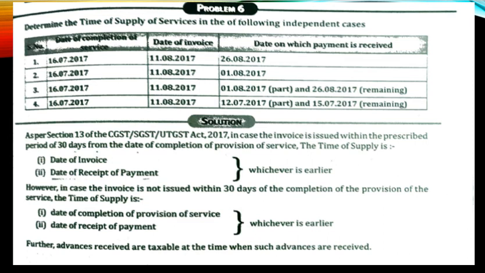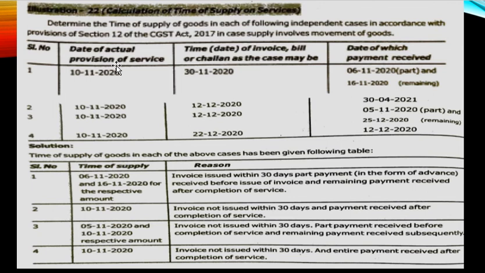So this is the situation we are facing here. Here they have given us the actual services which are to be made. The question says to determine the time of supply of goods in each of the following independent cases in accordance with Section 12 of the CGST Act 2017 if the supply involves movement of goods. But in this, the supply involves services, so it will be Section 13. Any supply in case of goods will be Section 12, and if it is Section 13, it is supply of services. So here the problem is on supply of services.